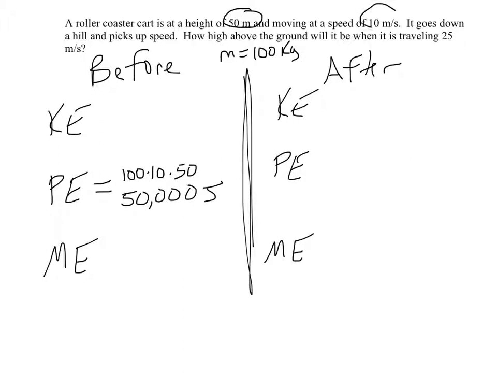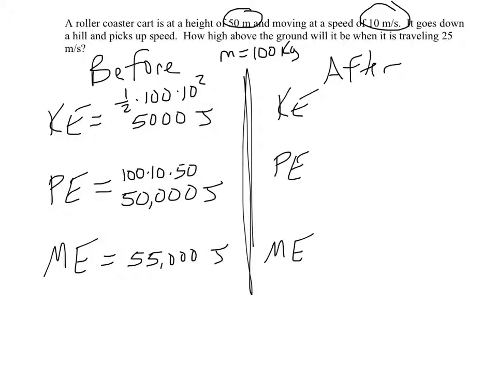It's also moving at a speed of 10 meters per second, so we can get the kinetic energy, 1/2 times 100 times v squared, and so 100 times 100 times 0.5, there's 5,000 joules of kinetic energy, which means the mechanical energy is 55,000 joules, both before and after, due to this law of conservation of energy.